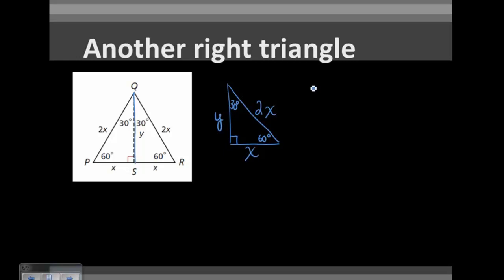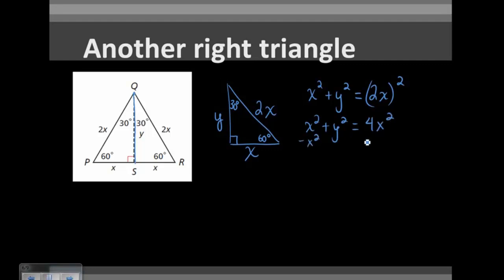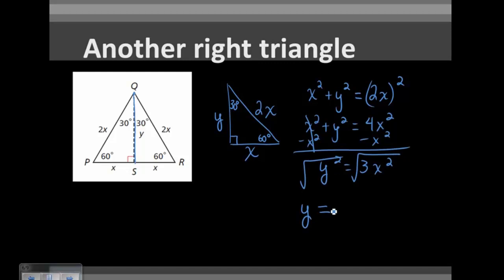So we can do a little Pythagorean theorem here, and we can say x squared plus y squared is equal to 2x, that whole thing squared. x squared plus y squared is equal to 4x squared. Subtract x squared from both sides, and we get y squared is equal to 3x squared. And then when we take the square root of both sides, we get y is equal to the square root of x squared, which is x, times the square root of 3.